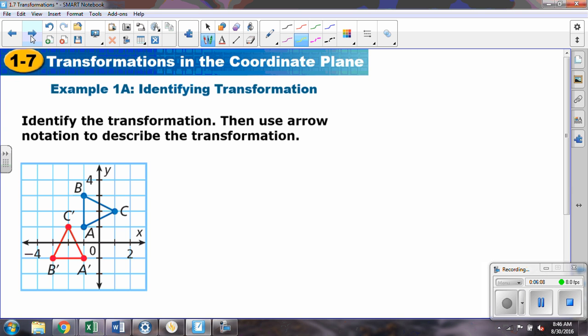Thus, what is this thing? Is this a reflection, a rotation, or a translation? Rotation. I've had one person say rotation. What makes you think it's a rotation? Because it is a rotation. I like that answer.